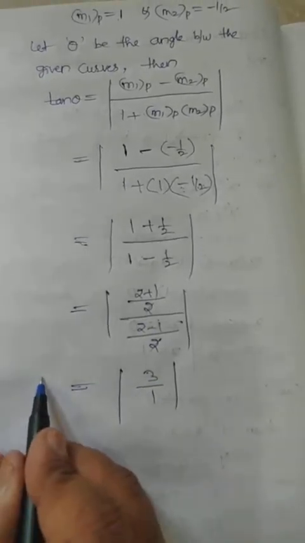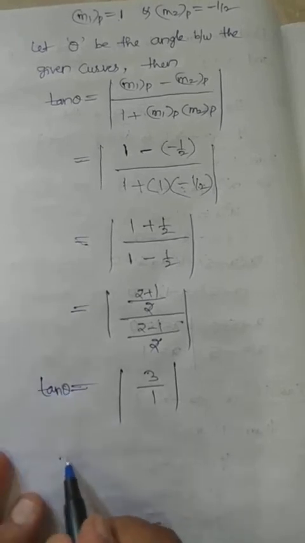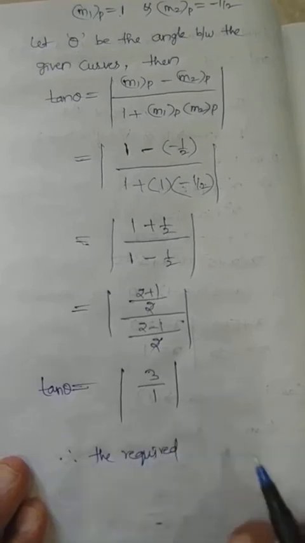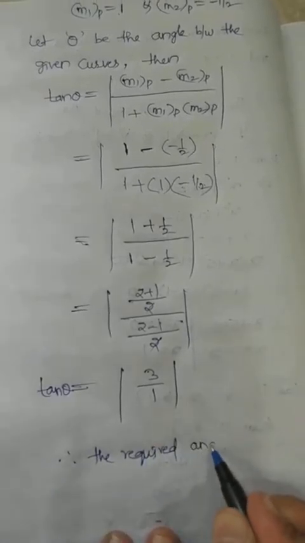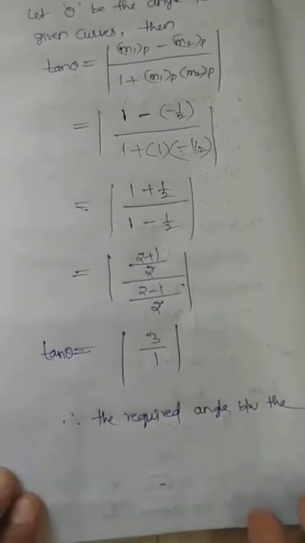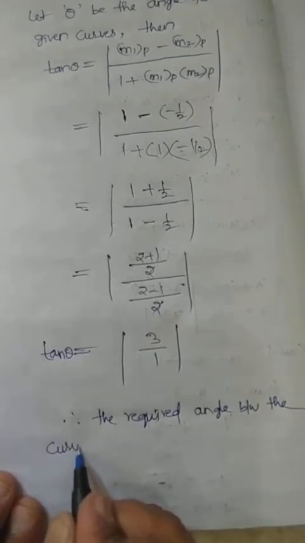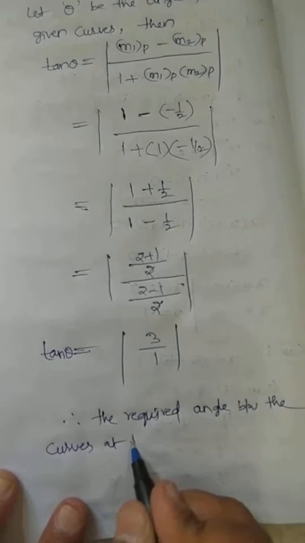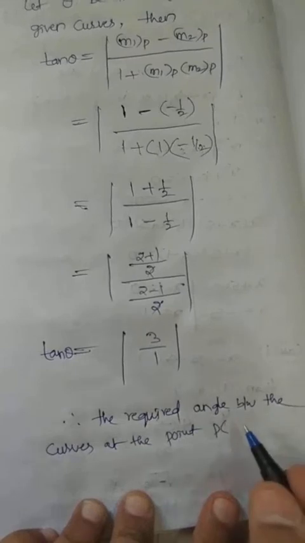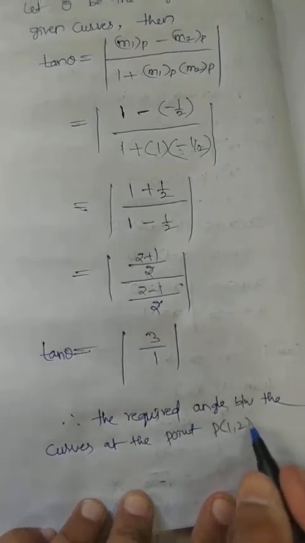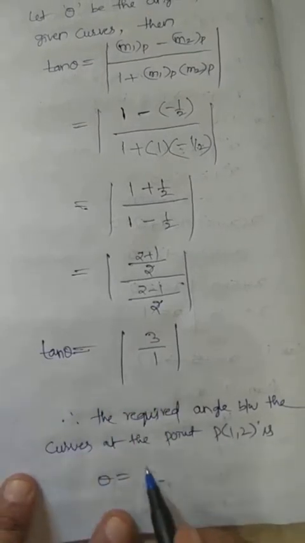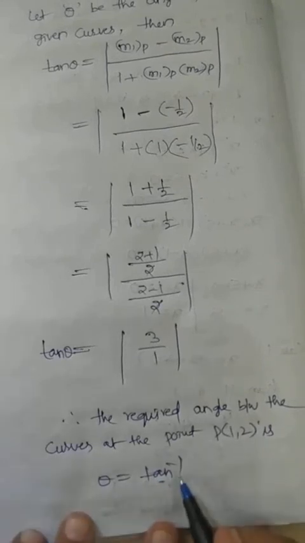The value we got is tan theta equals 3. Therefore the required angle between the curves at the point P of 1 comma 2 is theta equals, tan goes to the other side, tan inverse of 3.